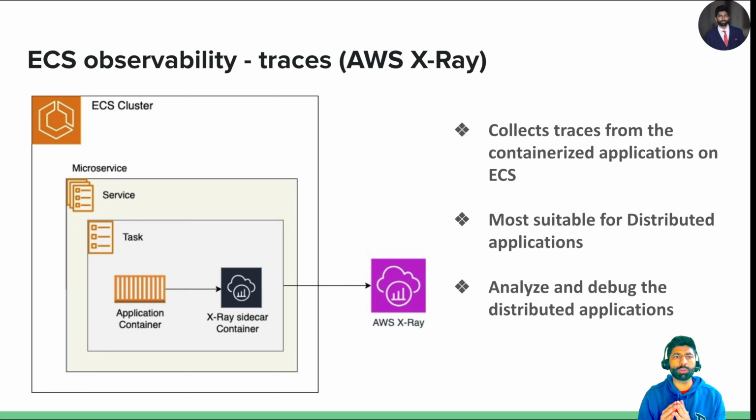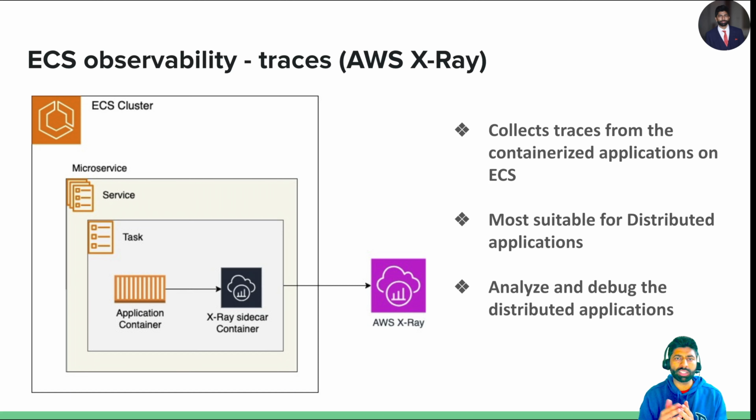Now let's talk about traces in ECS observability. AWS X-Ray is the standard service for distributed tracing in AWS. AWS X-Ray collects the traces from containerized applications on ECS. X-Ray is most suitable for distributed applications or microservices-based applications. X-Ray is a great choice to analyze and debug distributed applications.